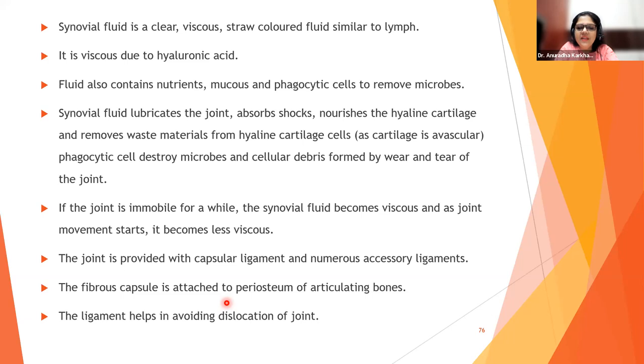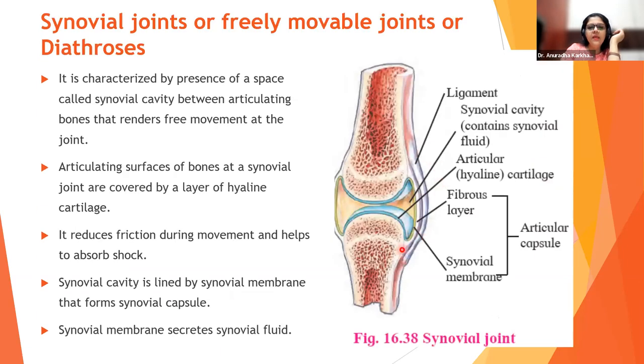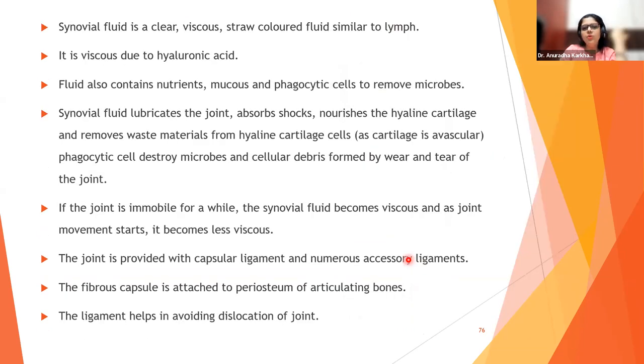The joint is provided with a capsular ligament and numerous accessory ligaments. The fibrous capsule is attached to the periosteum of the articulating bones. Of course, the covering on top of the bone is the periosteum. So this capsule will be in connection with the periosteum of the bone. The ligament helps in avoiding dislocation of the joint. The ligaments at the side, these white colored ligaments we saw, will keep the bones in place and prevent dislocation. But sometimes some of our bones do get dislocated. If there is an accident, or we fall in some different way sometimes, it is very painful at that time. We say that it has got dislocated.